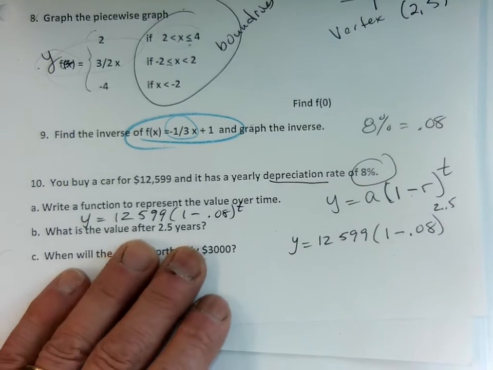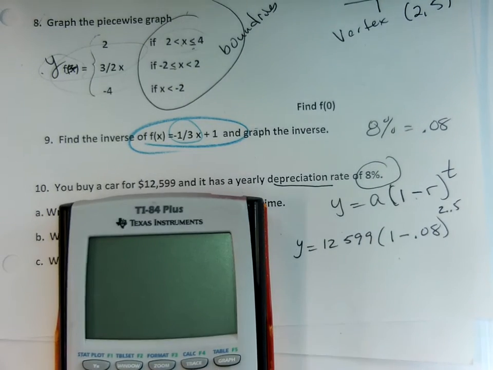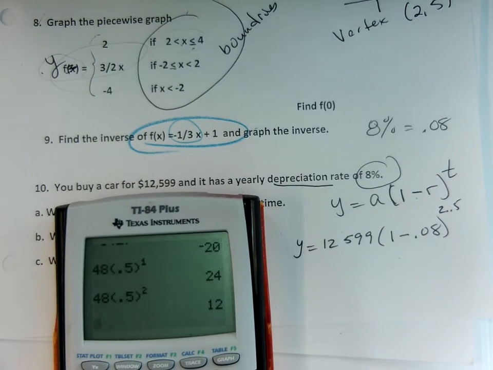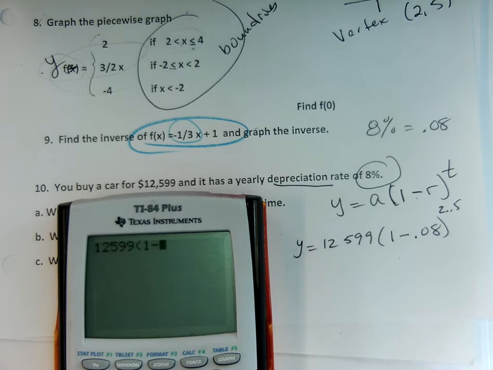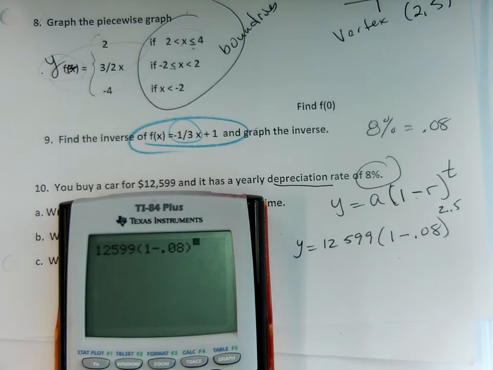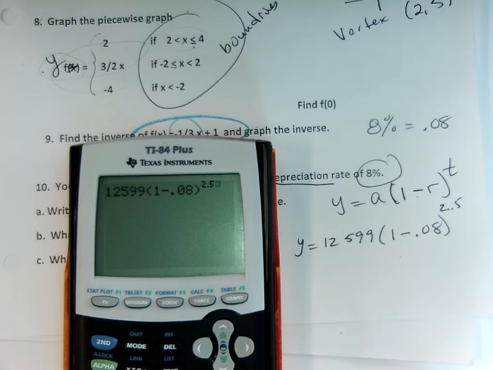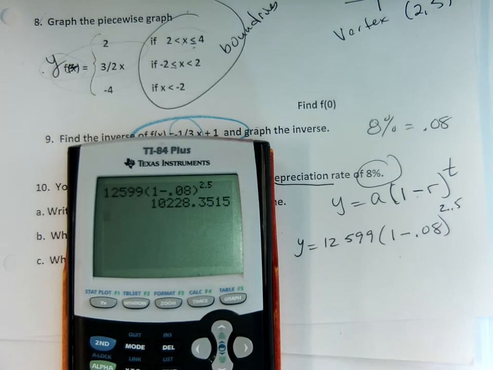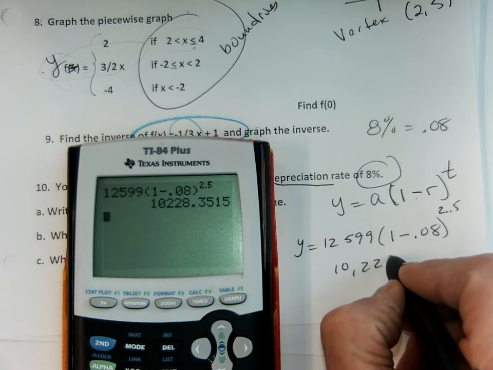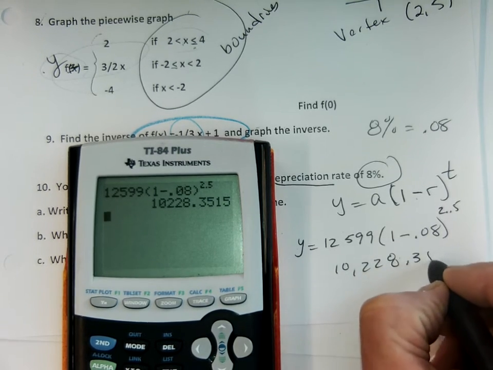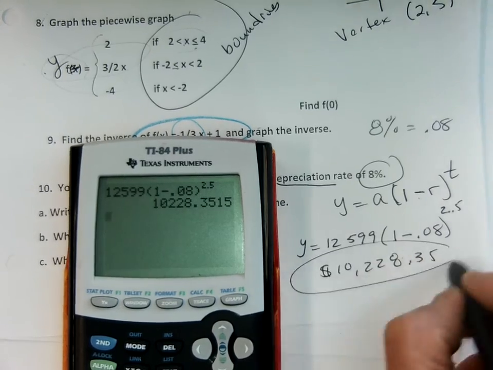Now you're going to need a calculator, right? Okay, so I use my calculator. Clear. I'm going to go 12,599 times 1 subtract 0.08 to the power of 2.5. Okay? Boom. Okay, the car got less. We lost money on it. So the car is actually worth $10,228.35. Okay?